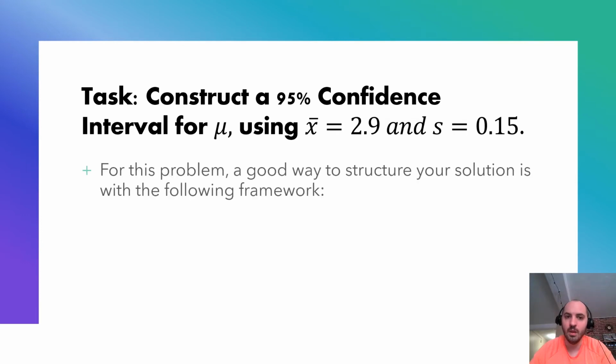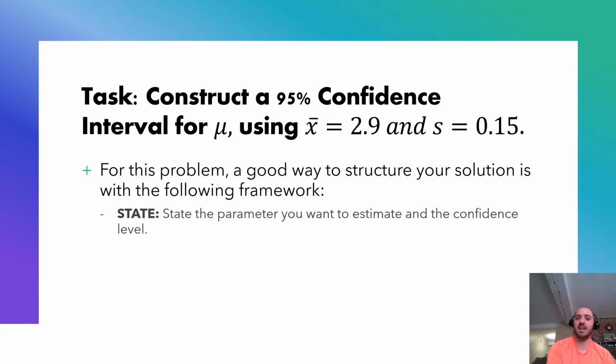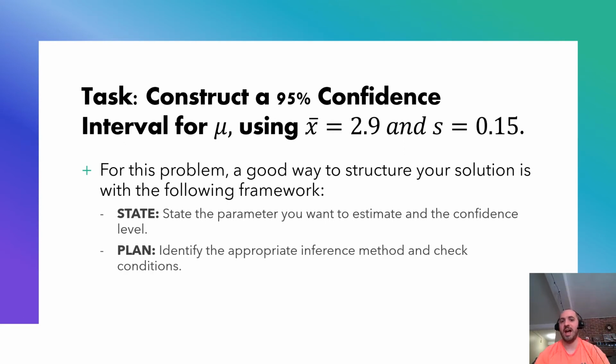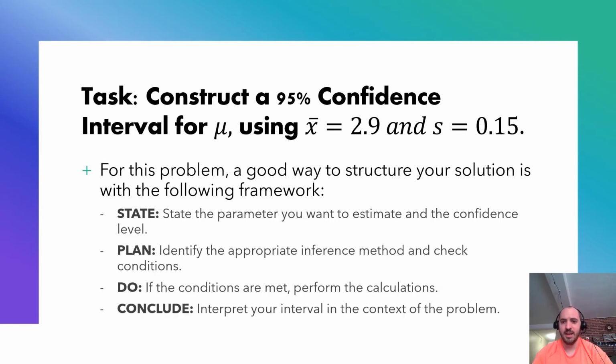To do that, how can we structure our work and what do we need to do? We're going to follow the state, plan, do, and conclude process. In state, you're going to let us know what parameter we are looking for and what confidence level we want. In plan, you're going to identify the inference method we're using as well as check any conditions we need. In do, you're going to actually do your calculations, where you're going to find the interval. This is where most of the work comes in. And then finally conclude, that's interpret our confidence interval.